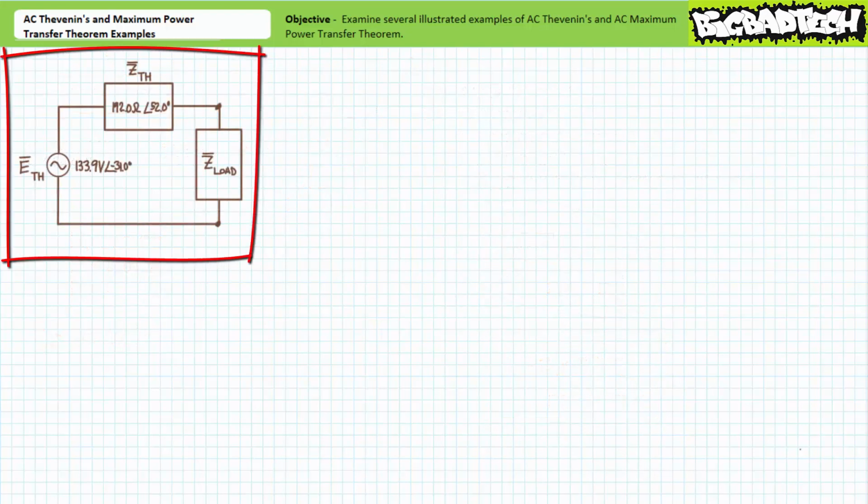The Thevenin's equivalent circuit for this first illustrated example problem is therefore the series combination of ETH at 133.9 volts at an angle of negative 31 degrees and ZTH at 192 ohms at an angle of 52 degrees in series with our variable load impedance Z load.